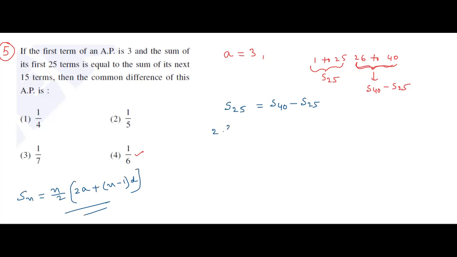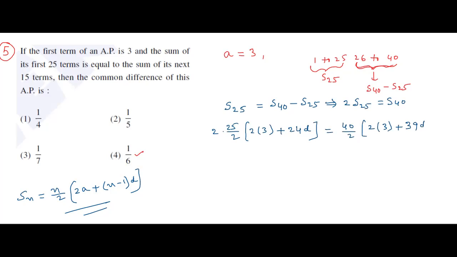Sum of 25 terms means 25 by 2 into 2a. a means 3 now. 2 into 3 plus 24d. That is equal to, here already we know that S25 goes to that side. We get 2S25 is equal to S40. How to find S40? 40 by 2 into 2a, a value is 3 plus 39d.